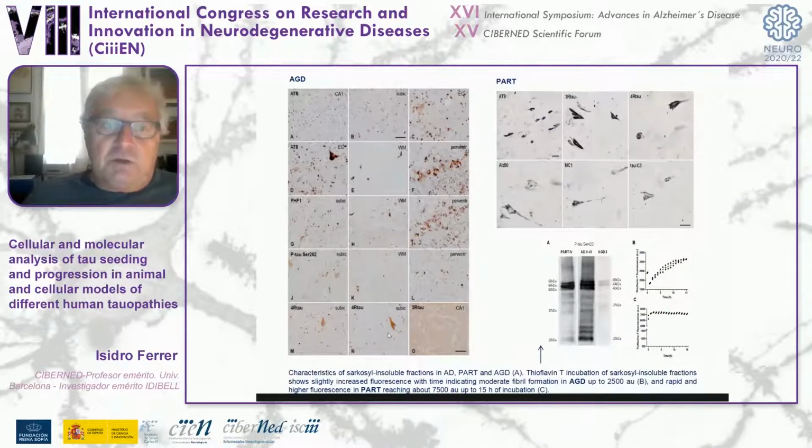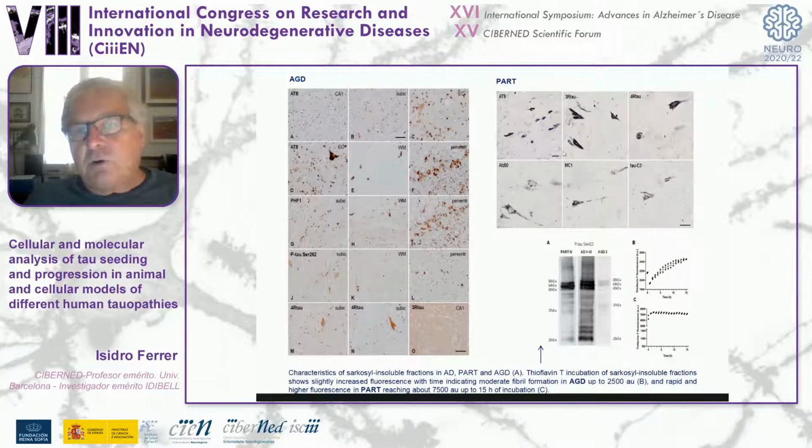And here is just what happens in the brain with AGD or PART, and there is a difference. There is neurofibrillary tangle formation, and here it is mainly grains in addition to some pretangles. And this is 3R and 4R, and this is 3R and 4R. So these are the different strains when comparing 4R plus 3R tauopathy, as in Alzheimer's disease or in PART, and here is the AGD, which is a 4R tauopathy.